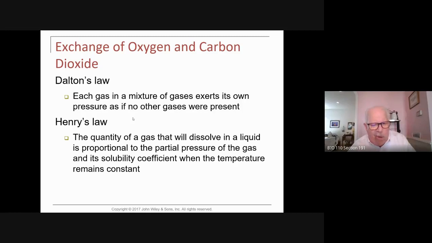The most important, other than Boyle's law, is Henry's law. Henry's law states the quantity of a gas that will dissolve in a liquid is proportional to the partial pressure of that gas when the temperature remains constant.